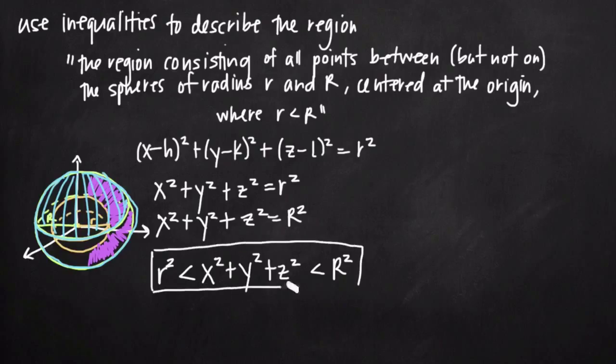This is the inequality that describes the region that consists of all of the points that are between these two spheres, but doesn't include the points that lie on the shell of the outer sphere or on the shell of the inner sphere.